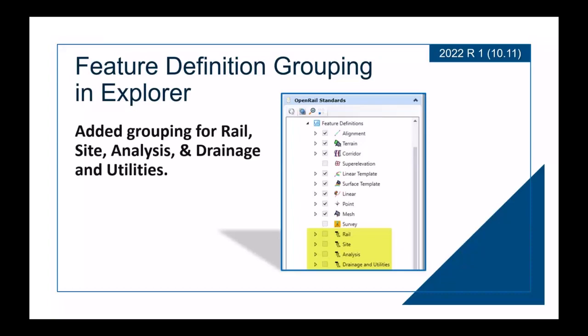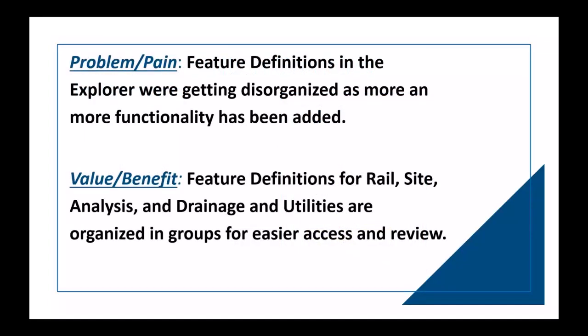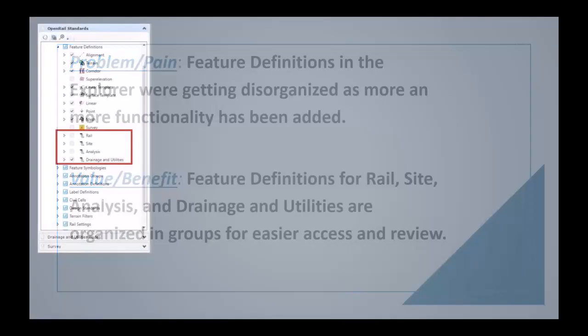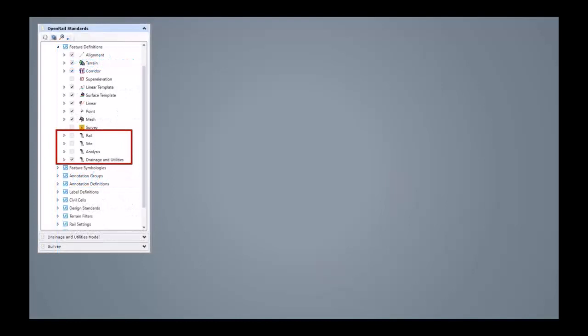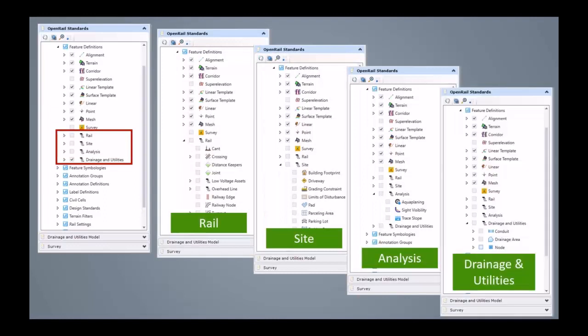Because there are a lot of different types of features that exist within the product, but the problem is that gets to be a very lengthy list in there. So what we've done is we've started grouping some of those features together. Some of the first ones that you'll see in this release or in 22R1 and beyond are the rail, the site, the analysis, and the drainage and utility features being grouped. So you can simply expand those groups and then see all the features behind them.